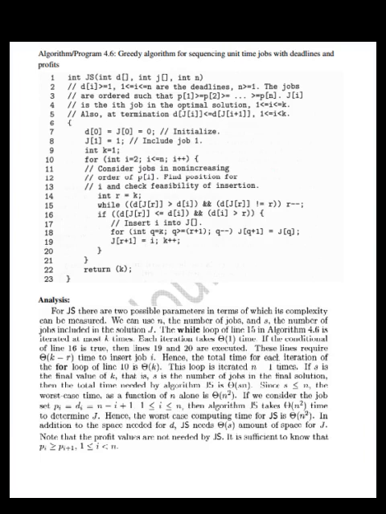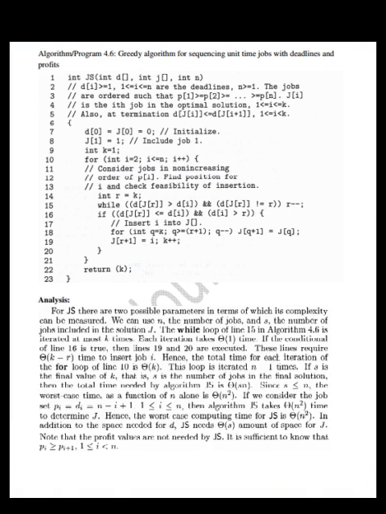Now let us see the analysis. For JS, there are two possible parameters in terms of which its complexity can be measured. We can use n, the number of jobs, and s, the number of jobs included in the solution J. The while loop of line 15 in algorithm 4.6 is iterated at most k times. Each iteration takes Θ(1) time.